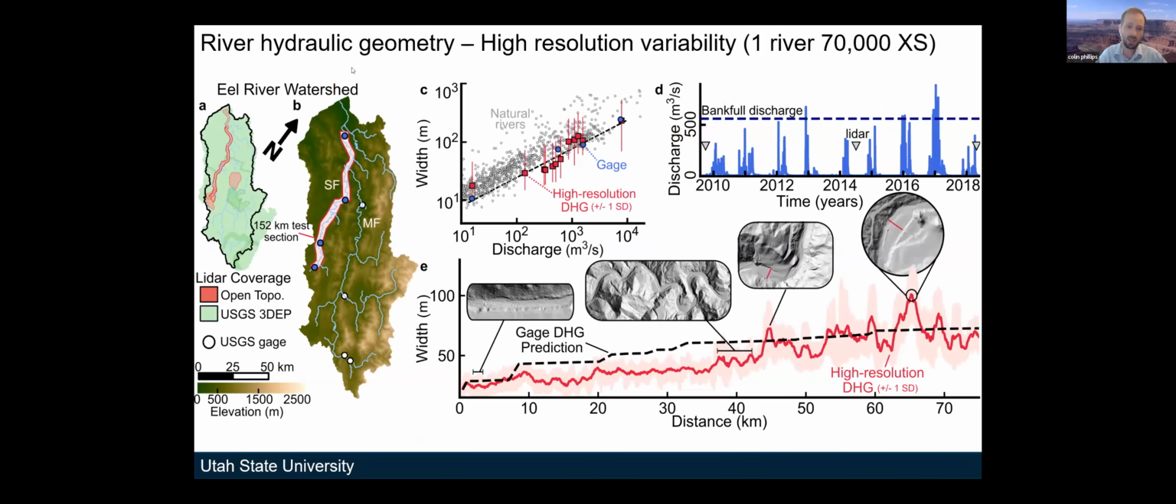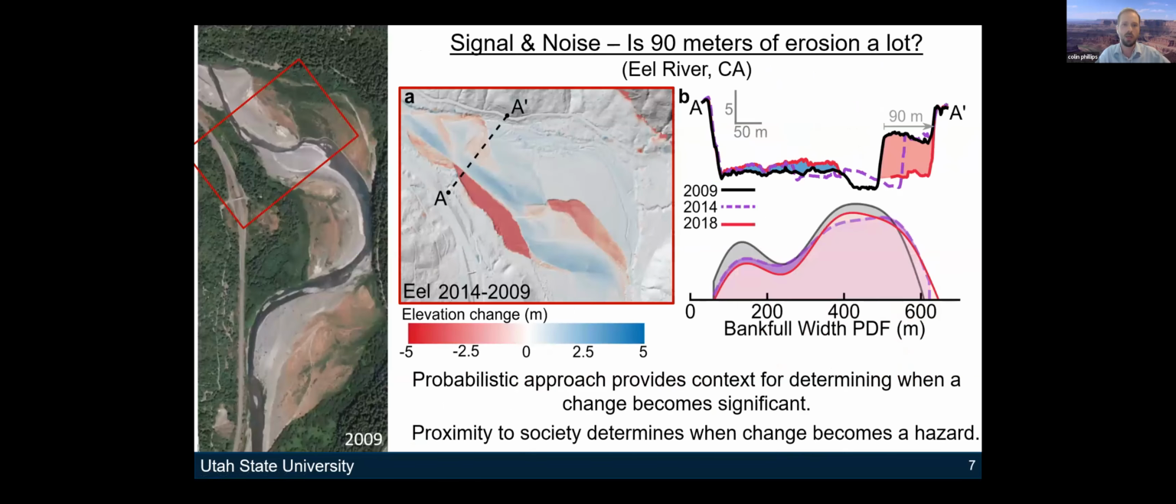Now, if we were to look at one site in high resolution, and that's what we get as an advantage here, we've developed an algorithm to go in and pick out the bankfull geometry as you move downstream in any LiDAR map. And so you can see that there's quite a bit of variability around the gauge prediction. And sometimes the gauge prediction, which is just based on 4 USGS gauges, is a little high. And sometimes it's pretty good. If you were to think about that signal and noise framework, though, right, is 90 meters of erosion a lot? I think that 90 meters is a lot.